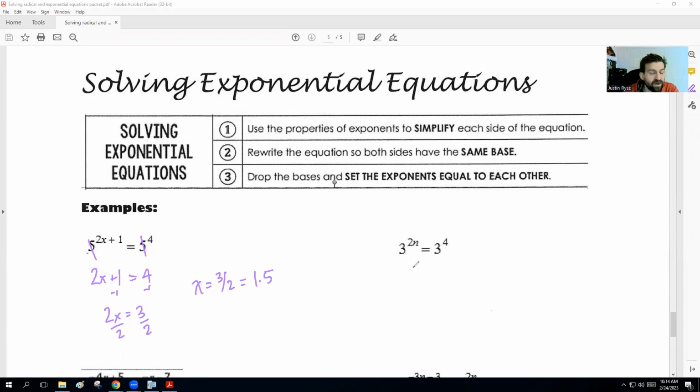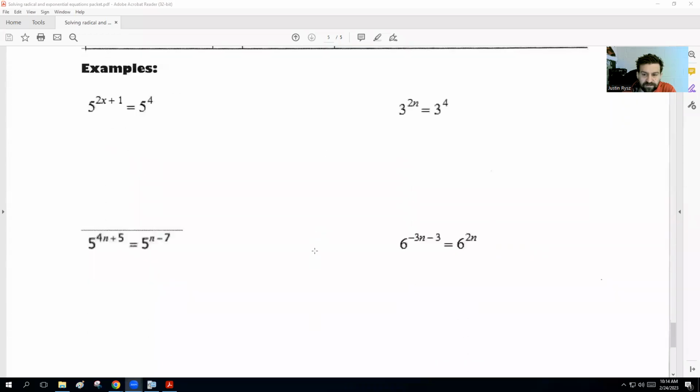All right, if you want to, pause this and do this next one on your own. Let's check this out. Same bases on both sides, they cancel each other out. 2n would equal 4. So when we divide by 2, n would have to equal 2. Starting off pretty easy, we'll slowly bump this up in difficulty.